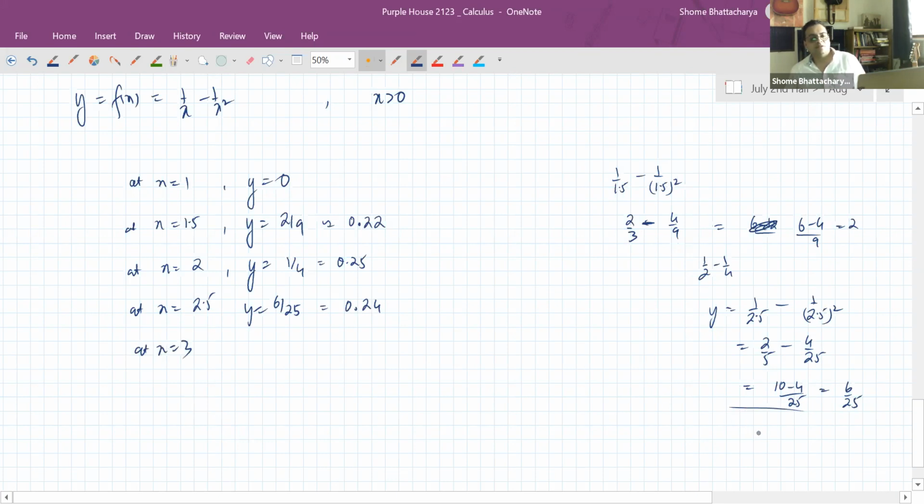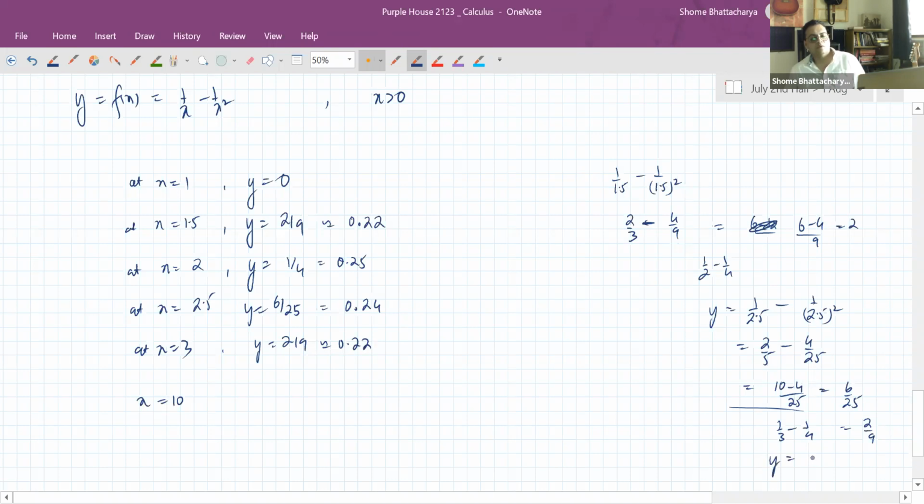Similarly, at x equal to 3, we can check. I'm just taking some arbitrary values. It's 1 by 3 minus 1 by 9. So that is 2 by 9, approximately 0.2. Okay, now let's take some slightly more extreme values, like x equal to 10.